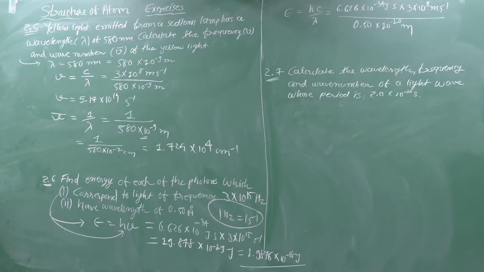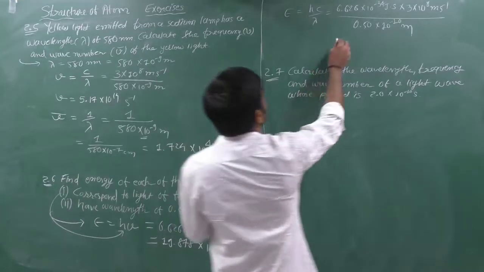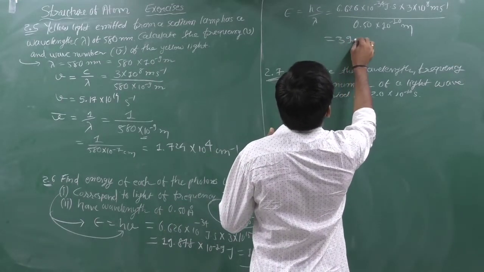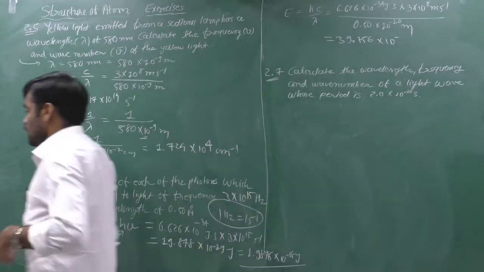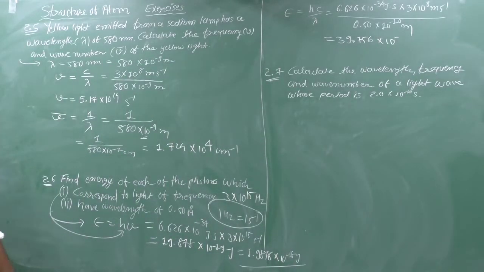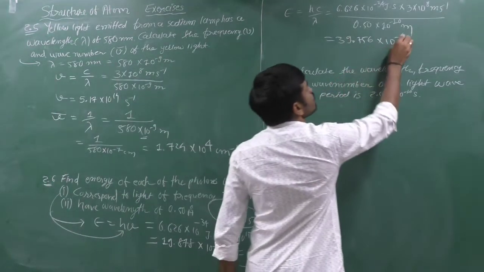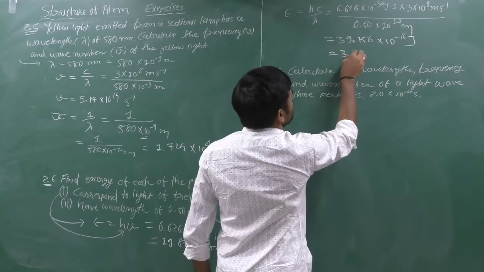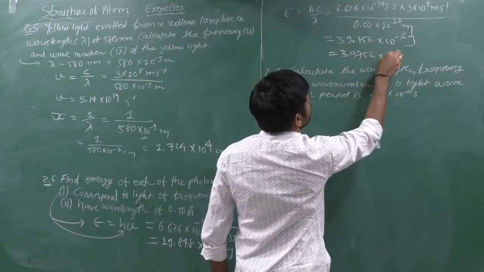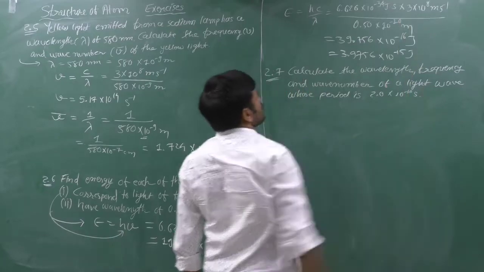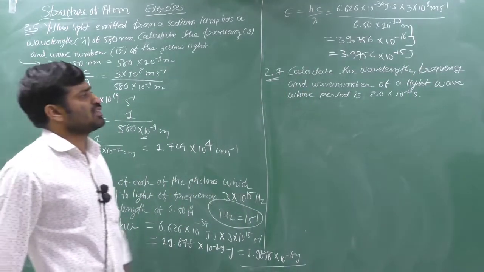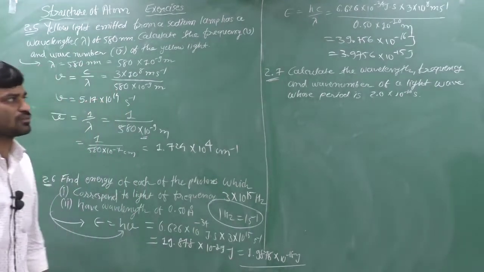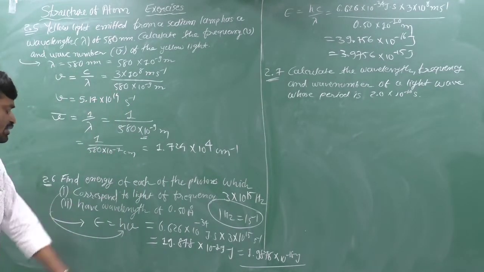Answer is 39.756 into 10⁻16 joule. It is 3.9756 into 10⁻15 joule. One figure પછી point scientific language ની અંદર તો આન્સર આ ચેન્જ થઈ જશે. Clear? It is a 2.6.